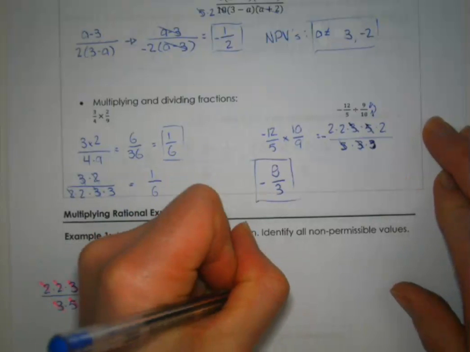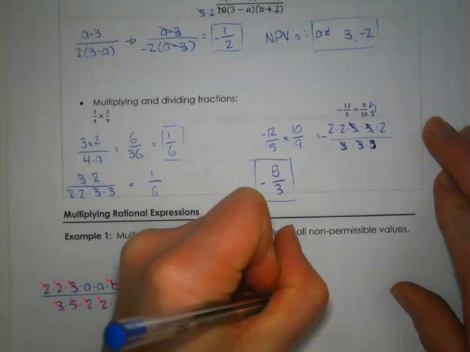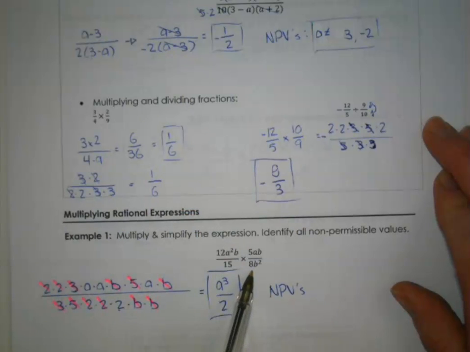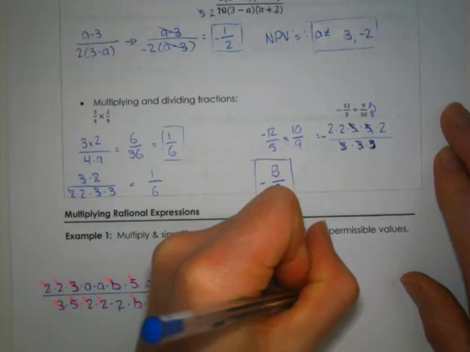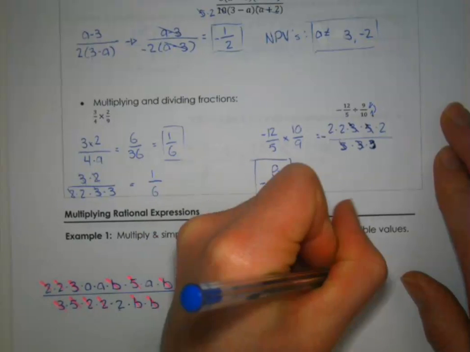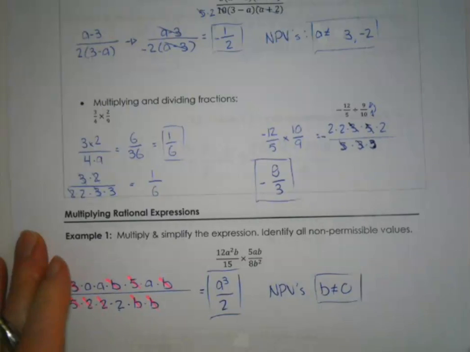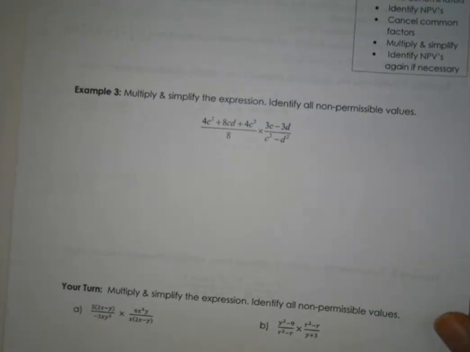Now in terms of non-permissible values, with this one all we have is multiplication on the bottom. So the only variable we have is b, and it's being multiplied by other things, so the only possible non-permissible value is b cannot equal 0 for that one. Okay, so that one's a little bit of a simpler one where we just have some multiplication.